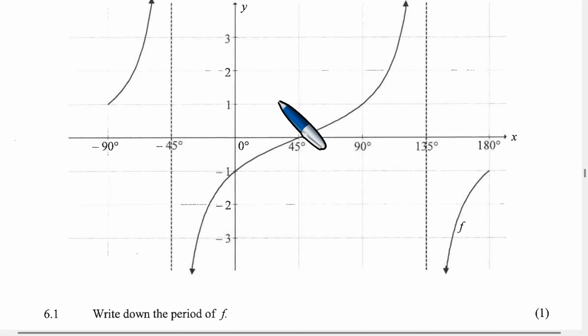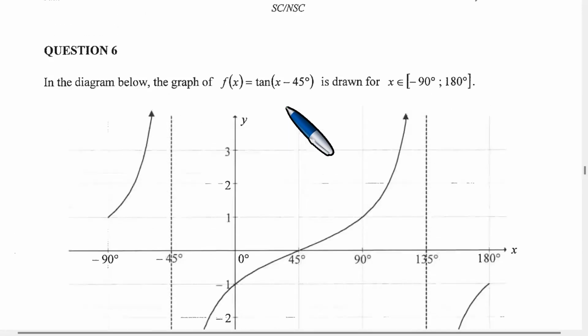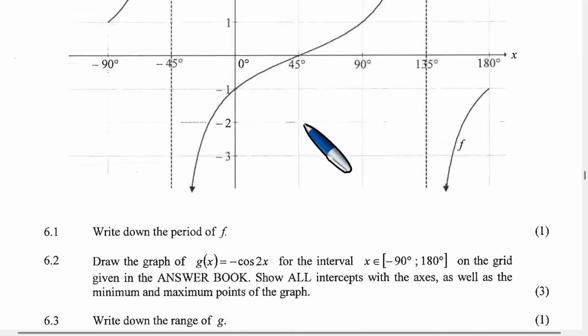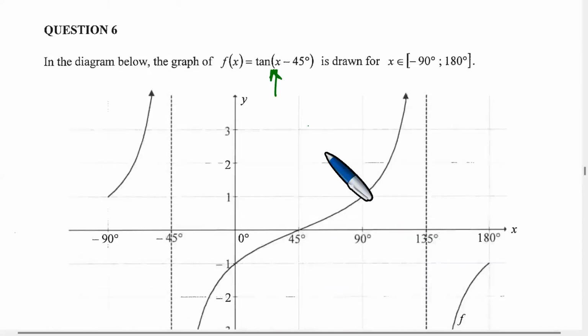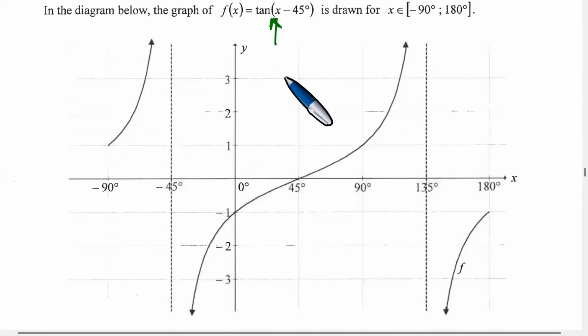Right, so the period of the tangent function, because now you just need to look at the fact that the coefficient of x is 1 here. And if the coefficient of x is 1, then it means that the period is 180 degrees, of the tangent function, in particular if the coefficient of x is 1.